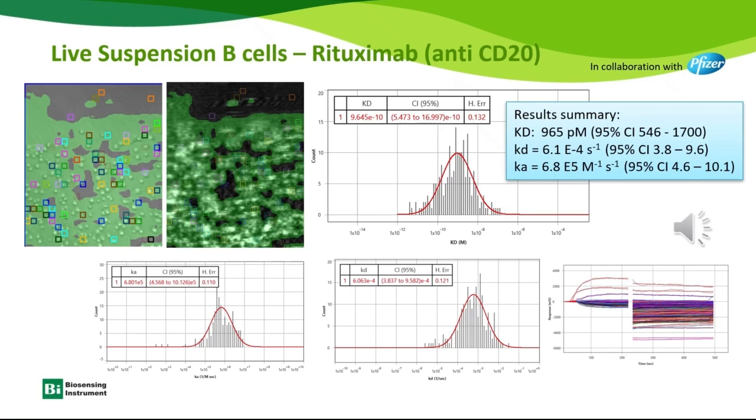The affinity cited by the FDA based on different techniques is from 5 nanomolar up to 10 nanomolar. So in general, our measurement on live cells with SPRM agrees very well with the other cell-based techniques.